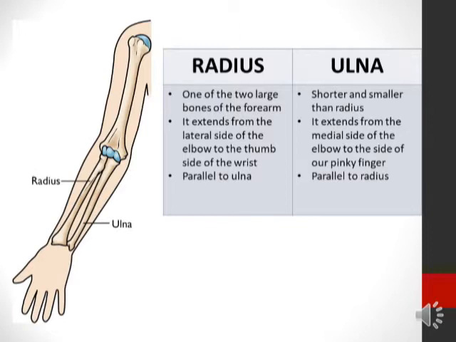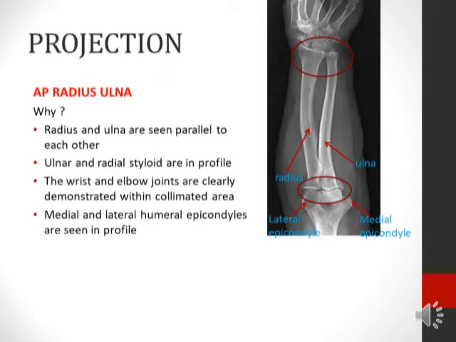So radius is one of the two large bones of the forearm. It extends from the lateral side of the elbow to the thumb side of the wrist, and it is also parallel to ulna. So next, what is ulna? Ulna is shorter and smaller than radius. It extends from the medial side of the elbow to the side of our pinky finger, and it is parallel to radius.